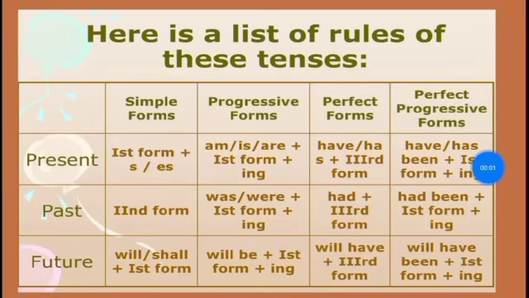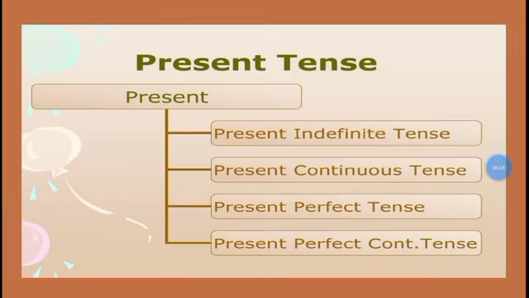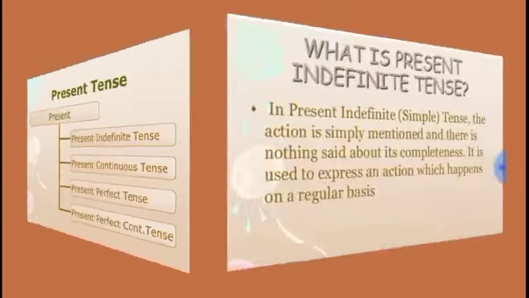Okay, now let's continue. Now the present tense, children, is divided into 4 parts. Present indefinite tense, present continuous tense, present perfect tense and present perfect continuous tense. Okay, let's study in detail.